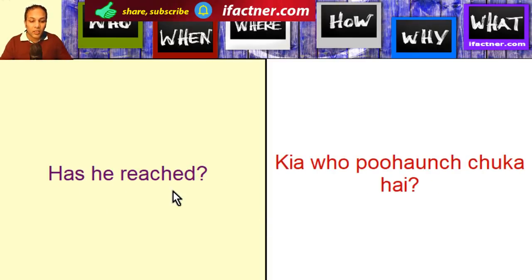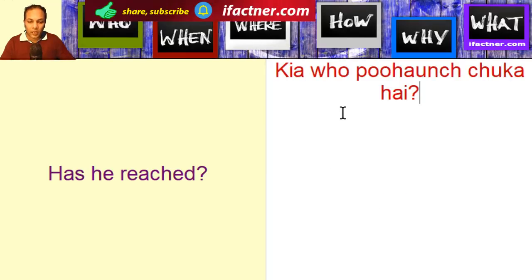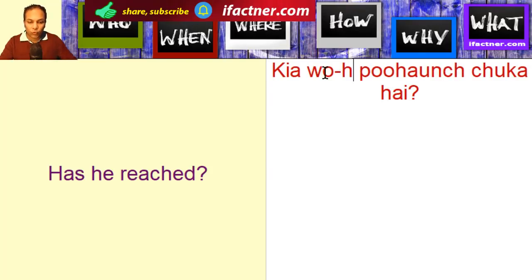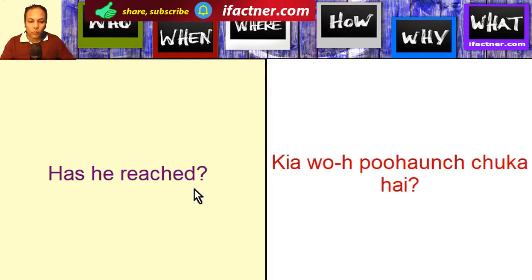Has he reached? क्या वो पहुंच चुका है? क्या with है means has. वो, it's W-O-H, वो. वो means he. पहुंचना is to reach. पहुंच चुका, reached. क्या वो पहुंच चुका है?